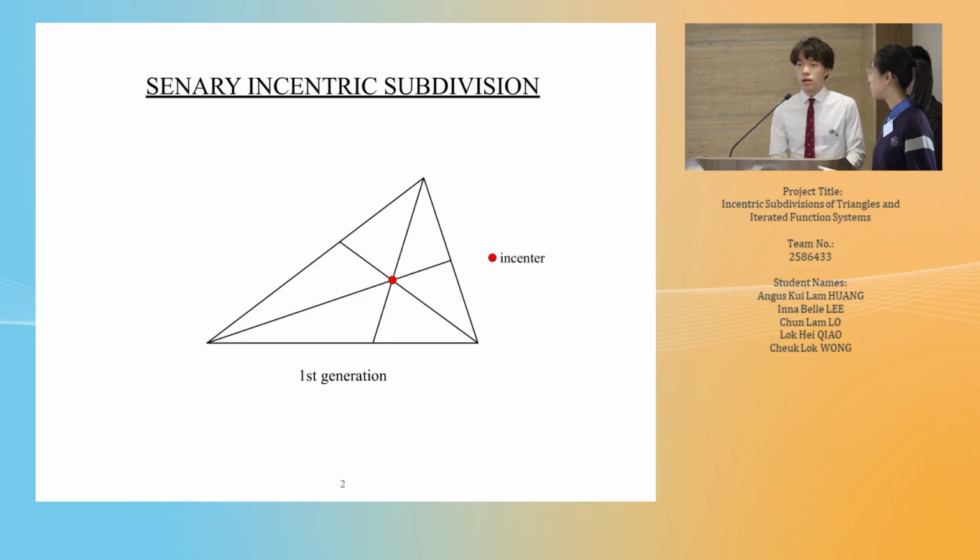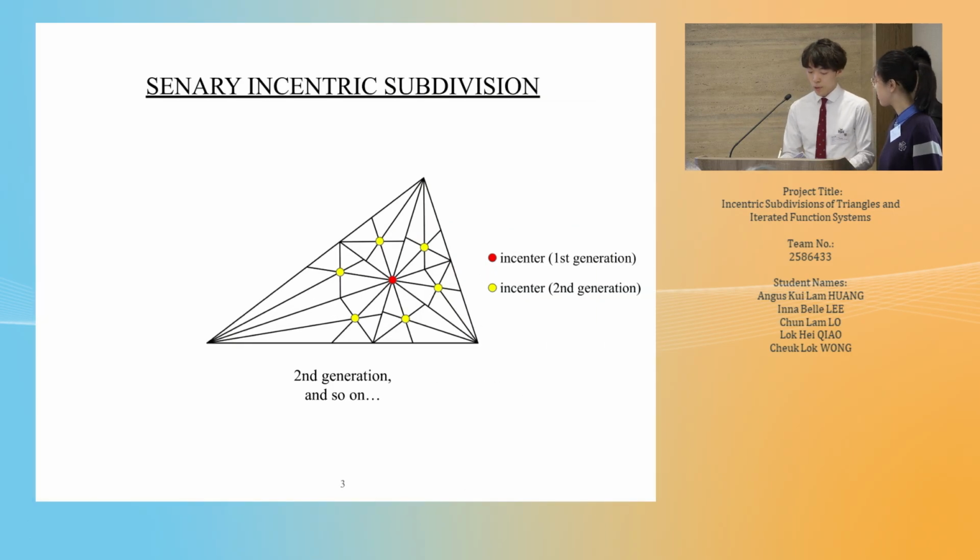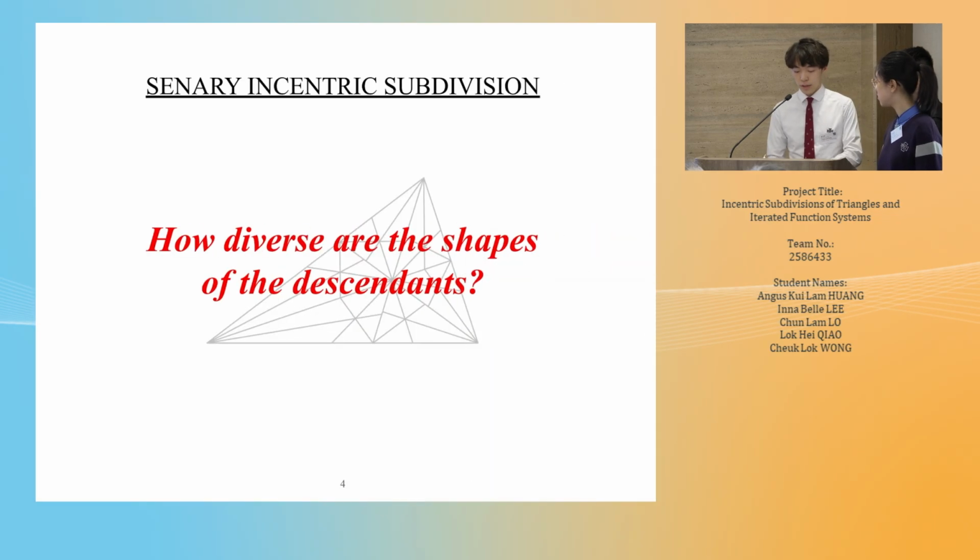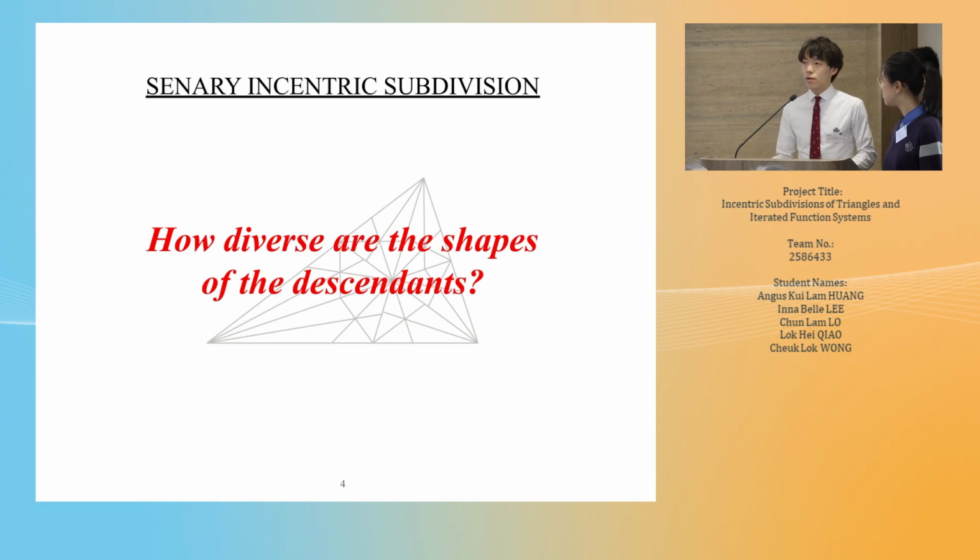Start with a triangle. Draw the 3 angle bisectors through its incenter to create 6 daughters. Repeat this operation on each daughter to create 6 granddaughters, and so on. Continuing with this Senary-Incentric subdivision rule indefinitely, a countable family of descendants is generated. A natural question is, how diverse are the shapes of the descendants?